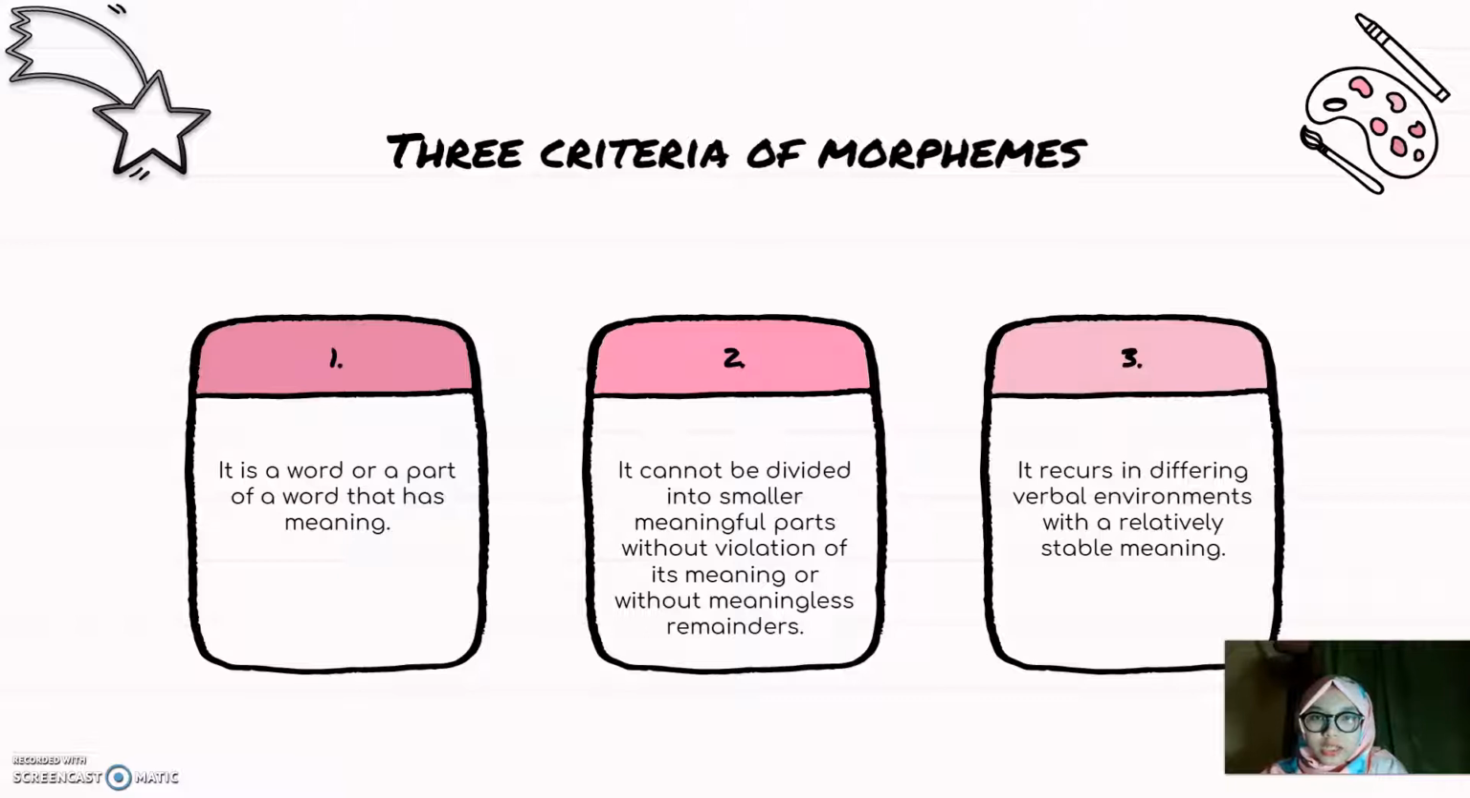There are three criteria of morphemes. First, it is a word or a part of a word that has meaning. Second, it cannot be divided into smaller meaningful parts without violation of its meaning or without meaningless remainders. Third, it recurs in differing verbal environments with a relatively stable meaning.